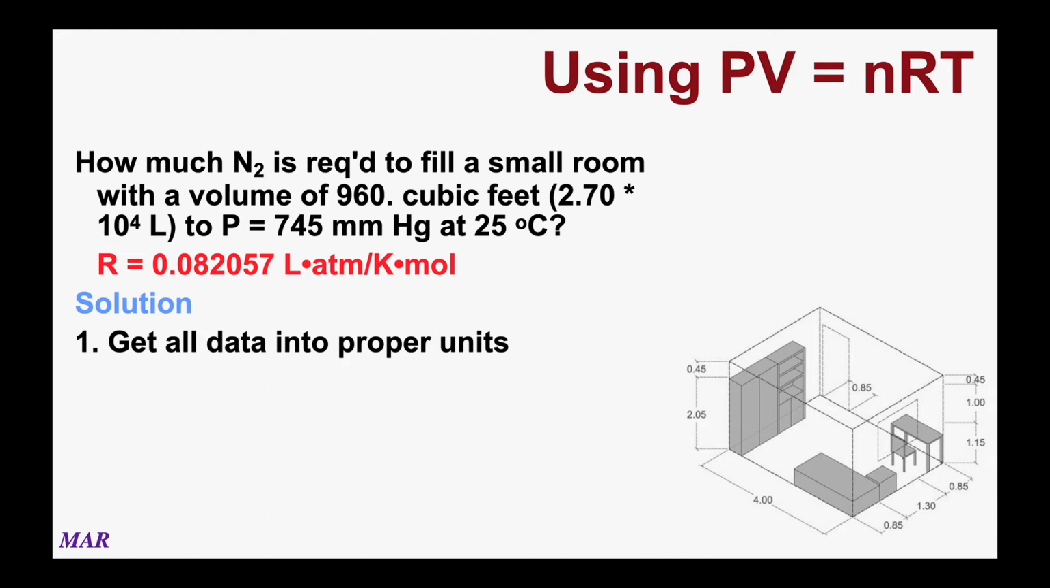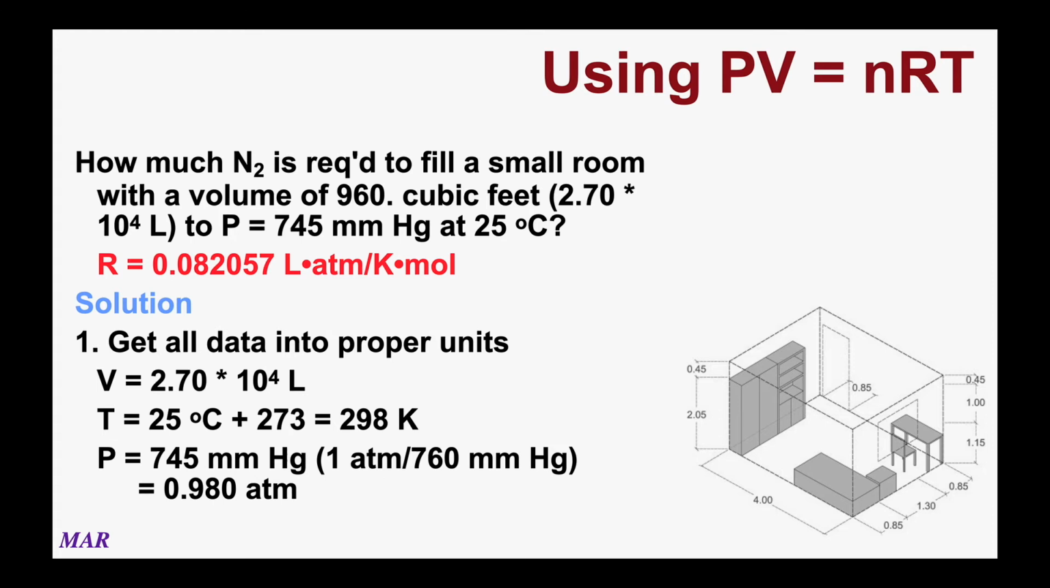But pressure, we're going to have to convert millimeters of mercury into atmospheres. And again, if you remember from earlier, that's 760 millimeters of mercury per atmosphere. So we'll do that. We're also going to need to convert Celsius into Kelvin, like we talked about earlier. And again, 273.15 added to 25 will give us the right kind of value.